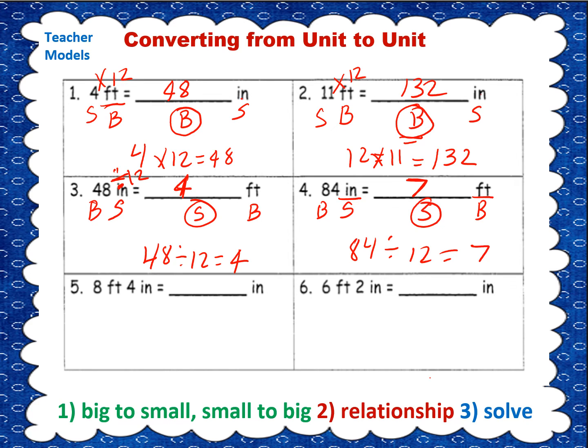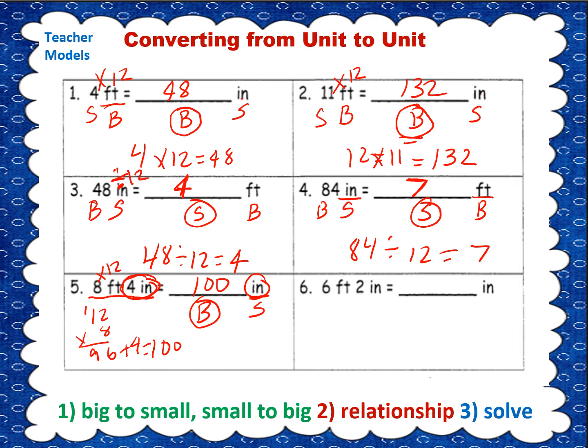So this one's a little different. Inches are small. That means I know I'm looking for a big number. So how do I find a big number? I multiply 8 feet times 12 inches in a foot, plus I have 4 more inches. So over here, 8 times 12 is 96, plus 4 more gives me 100 inches.